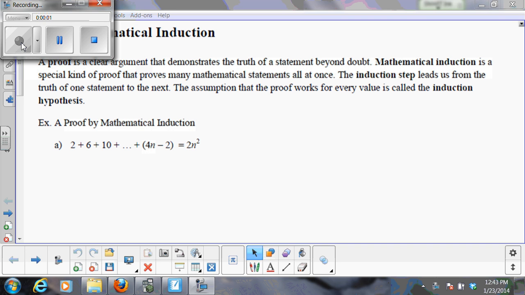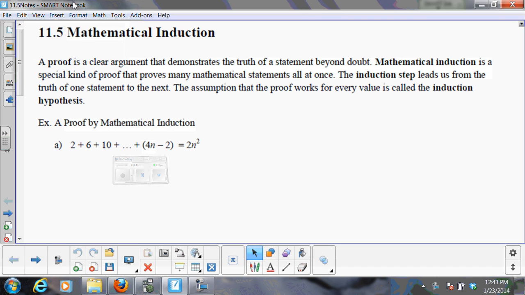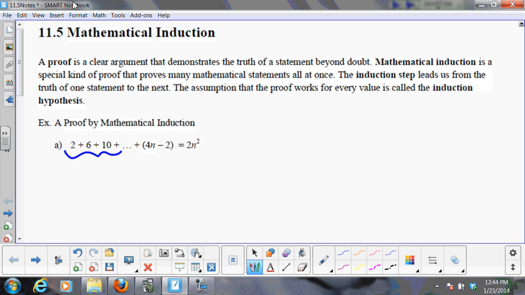The next section of Chapter 11 is mathematical induction. The purpose of mathematical induction is to prove that a formula for a sequence or a series works. That's the point of it. So this is how you start. Here is our sequence. This is the formula to get to the next term. And if we were to do the sum of them, this would be the summation formula.